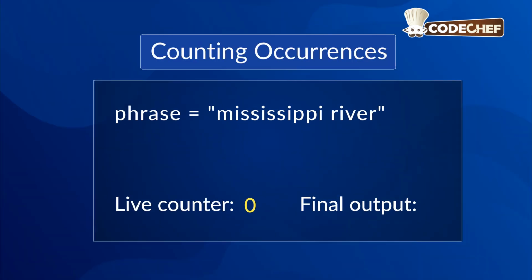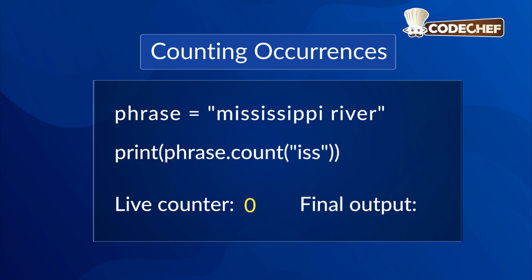Need to know how many times a substring appears? The .count method does just that. It scans the string and returns a total count of all non-overlapping occurrences. It's simple, fast, and incredibly useful. .count doesn't overlap, so "is" in Mississippi appears twice, not 3 times. It's ideal when tracking keyword frequency.